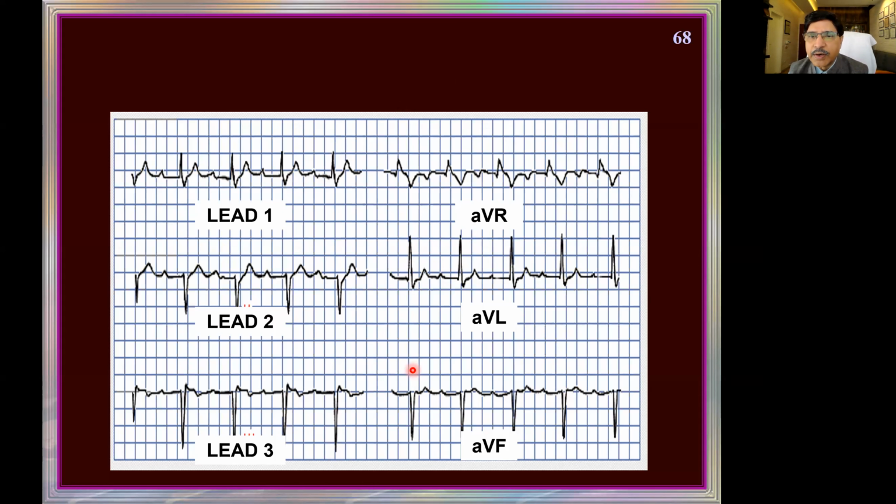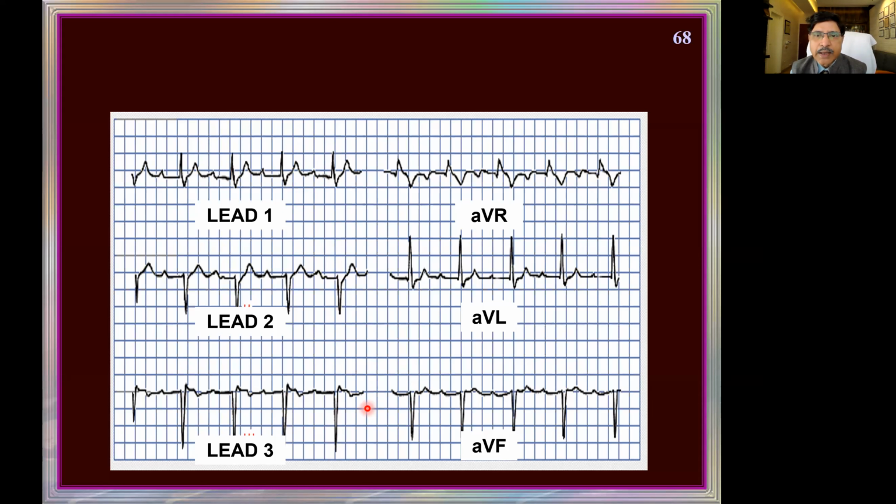63, 64 like that. You can look at another lead also to see the RR interval consistency. 300, 150, 100, 75, a little more than 60. So it's not bradycardia, neither is it tachycardia, it is normal heart rate.